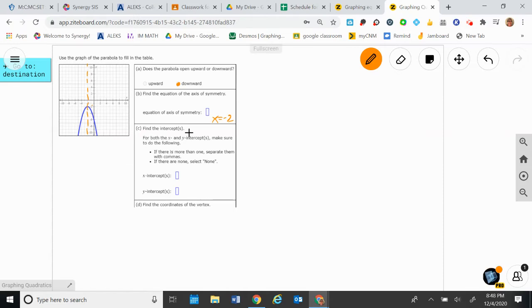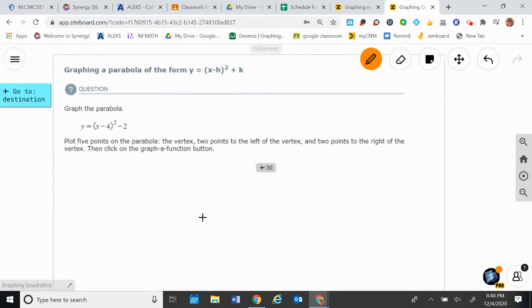All right, find the intercepts. Well, there you go. The x-intercept is none. It does not cross the x-axis in any place. And the y-intercept is -6. The coordinates of the vertex are going to be right here, and it looks like it's at (-2, -2). So make sure you put it in parentheses. Wow, that was weird. (-2, -2). All right, let's try the next one.